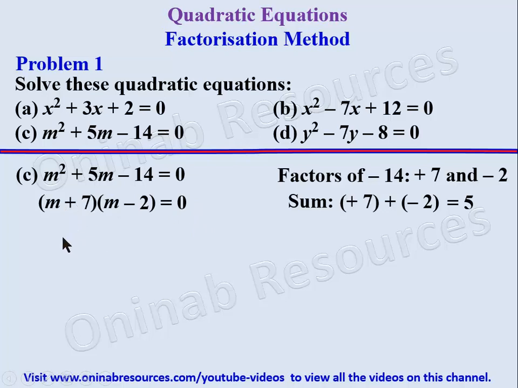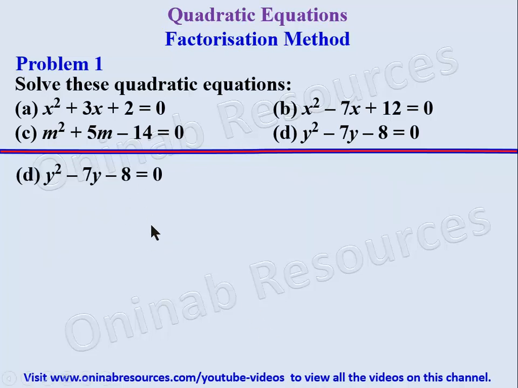So we know x plus 7 is equal to 0, or x minus 2 equals 0. So we now solve the two linear equations. The first one, m is equal to negative 7 or m is equal to 2. These are the values of m which satisfy the equations in 1C. So we go to problem 1D.